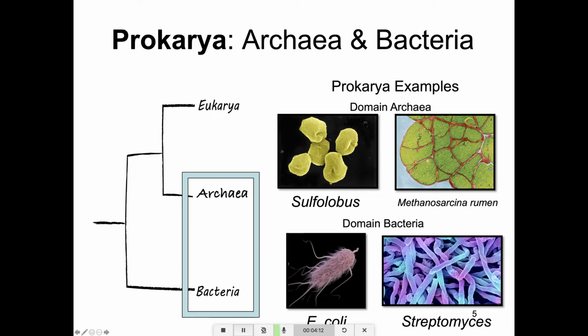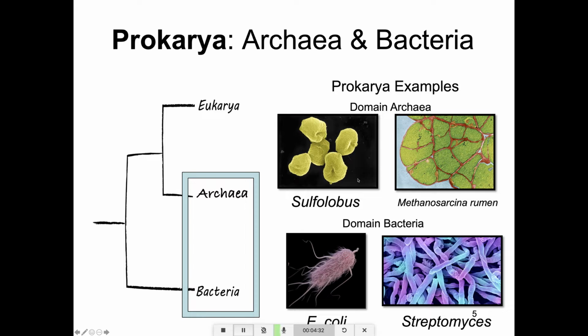So for example, for bacteria, you've got little microscopic things like E. coli and Streptomyces. For the Archaea, you've got this thing called Sulfolobus and Methanosarcina. And in these two cases, basically you've got microscopic organisms.